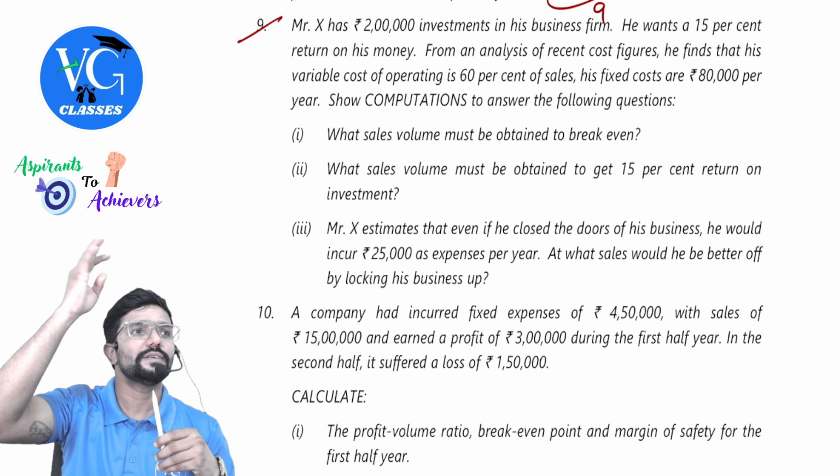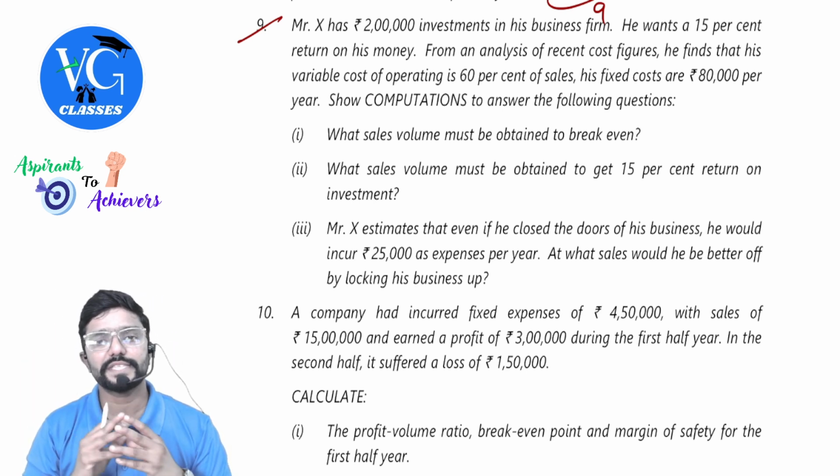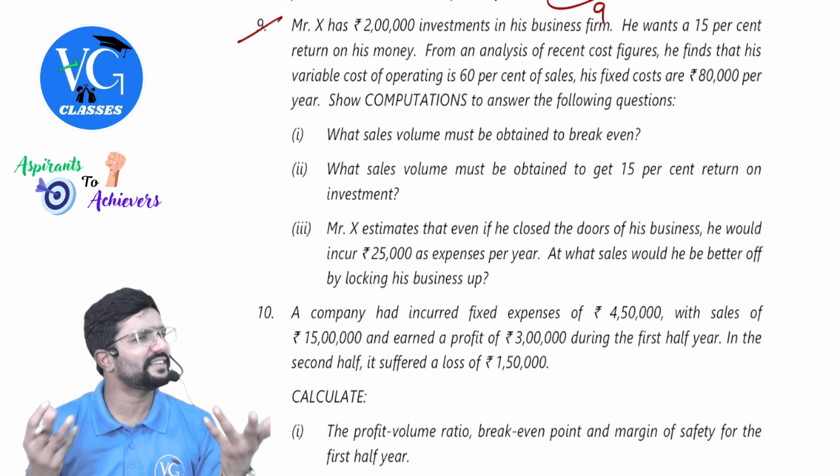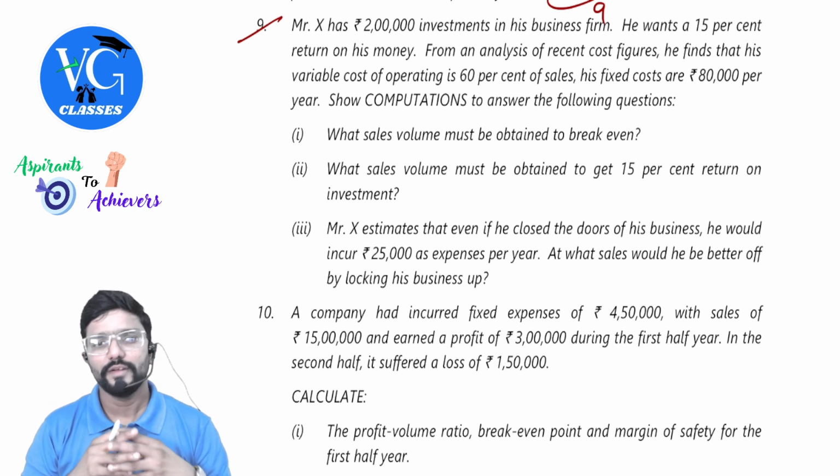PV ratio 40%. Fixed cost is 80,000. Now, I don't know what they asked, but break-even sales can we calculate? Yes, sir. Break-even sales is fixed cost divided by PV ratio.